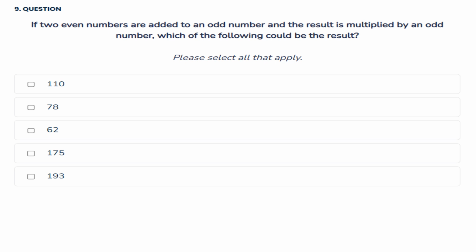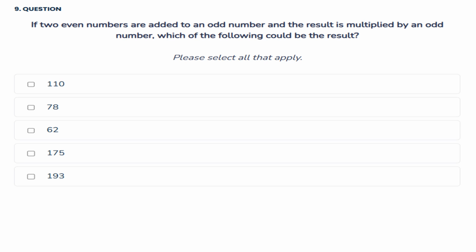Question number 9 tells us, if two even numbers are added to an odd number and the result is multiplied by an odd number, which of the following could be the result? Please select all that apply. So that means that it's possible that there's going to be more than one answer for this question. If you don't remember the rules of odd plus even times odd, the simplest way I found to work on this problem is to plug numbers in.